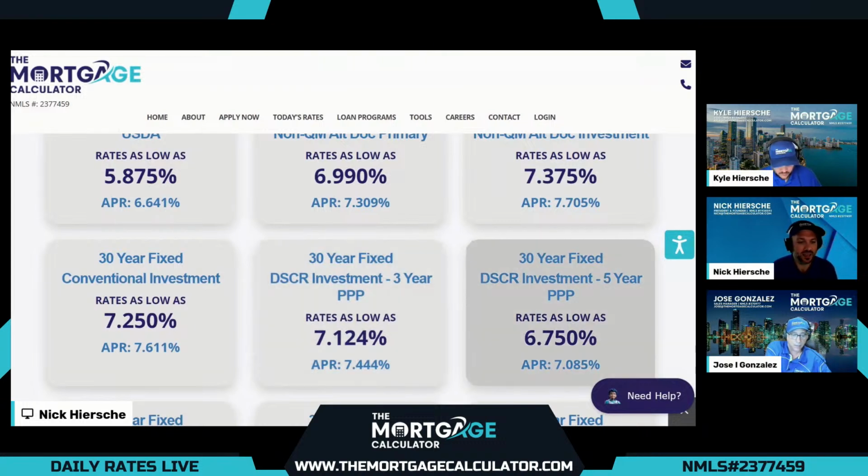Absolutely amazing. And we can even sweeten the deal with a 5-year prepayment penalty for our investors that are willing to get the rates even lower. 6.75 rate, final APR 7.085, which beats conventional substantially.